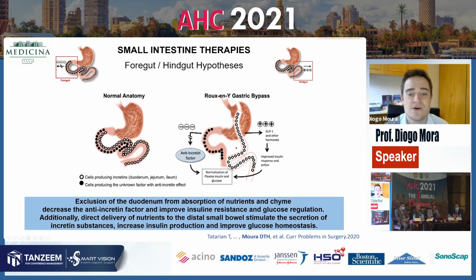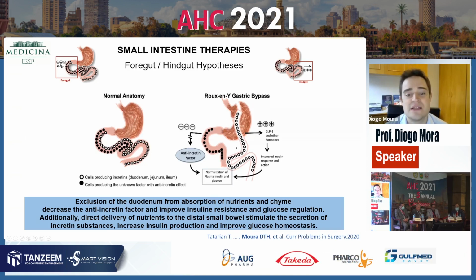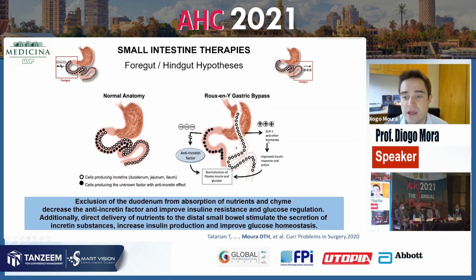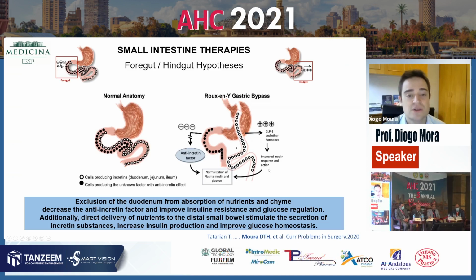So when you ablate or you exclude the duodenum, you won't have the anti-incretin factor. And when the food goes faster to the distal small bowel, you're gonna have an improvement in GLP-1 and other hormones, and then you're gonna have an improved insulin response. So this is the mechanism of action that you need to understand: the foregut and the hindgut hypothesis.